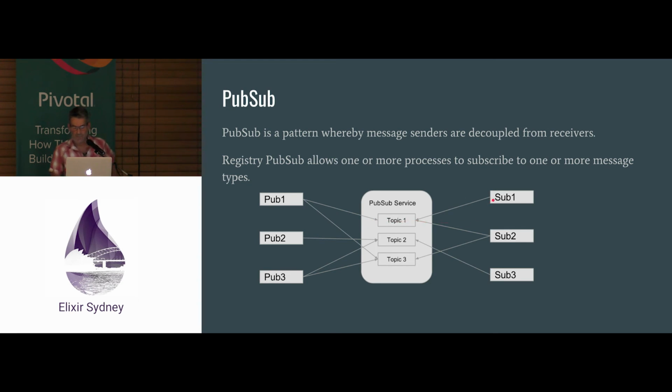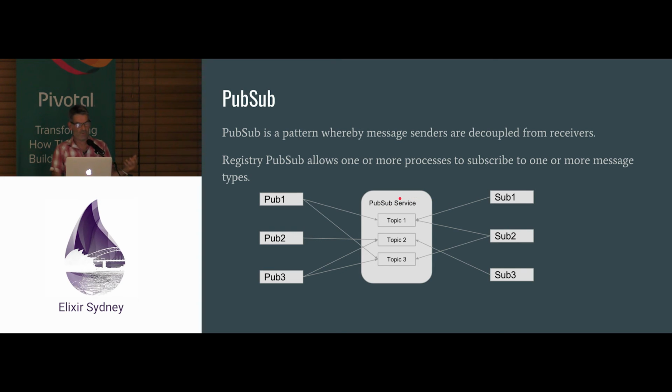Any publisher can send a number of messages, and subscribers can likewise subscribe to any number of topics. So in here we've got a couple of subscribers just to one topic, and one subscriber subscribing to two topics. So that decouples these entities. Your publishers don't have to know which subscribers are interested in their messages, and likewise the subscribers know nothing about the publishers, and it's all mediated by this PubSub service.